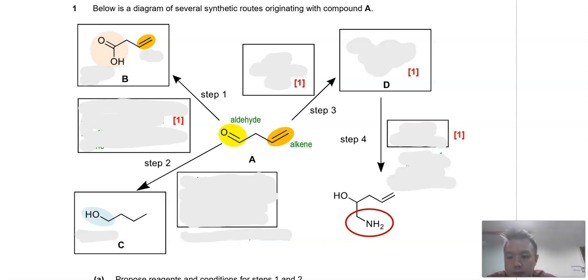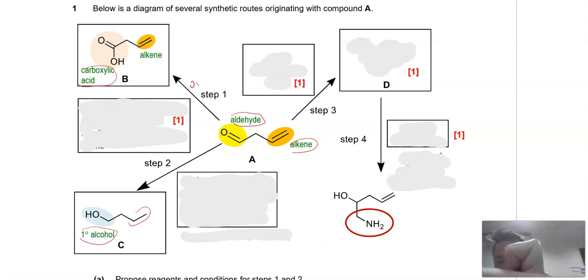Okay, for B, because you can see step 1 involves A to B, you have the alkene, and then you have the carboxylic acid. For C, what you have over here highlighted in blue is the primary alcohol. So clearly you can see it involves your aldehyde oxidizing to carboxylic acid for step 1, and your aldehyde reducing to alcohol. Similarly, your alkene is intact in step 1, and reduced to alkane in step 2.